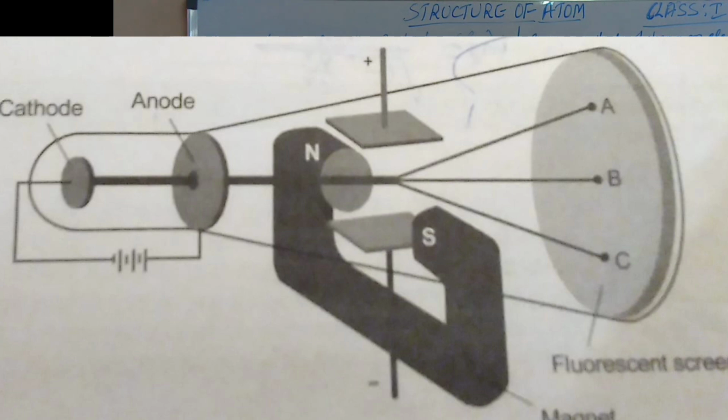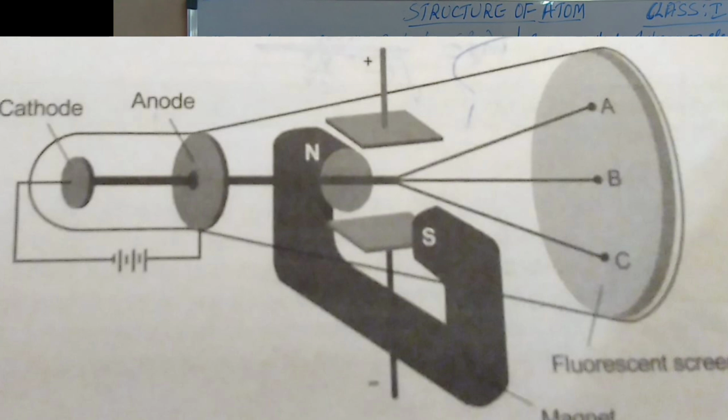So in the diagram we can see that when only the electric field is applied, the cathode rays hit the screen at point A. In the absence of both electric and magnetic fields, they hit the screen at point B, and when only the magnetic field is applied, they hit the screen at point C.